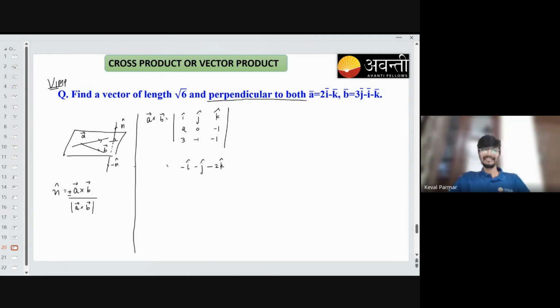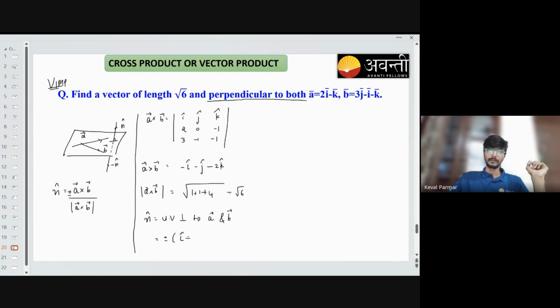So A vector cross B vector. So what will be its magnitude, guys? Magnitude of A vector cross B vector will be under root of 1 plus 1 plus 4, which is under root of 6. So I got n vector. N vector means unit vector perpendicular to A vector and B vector, which is equals to plus or minus. I can take minus common from here. वैसे भी plus minus है ना. I cap plus j cap plus 2k cap upon root 6.